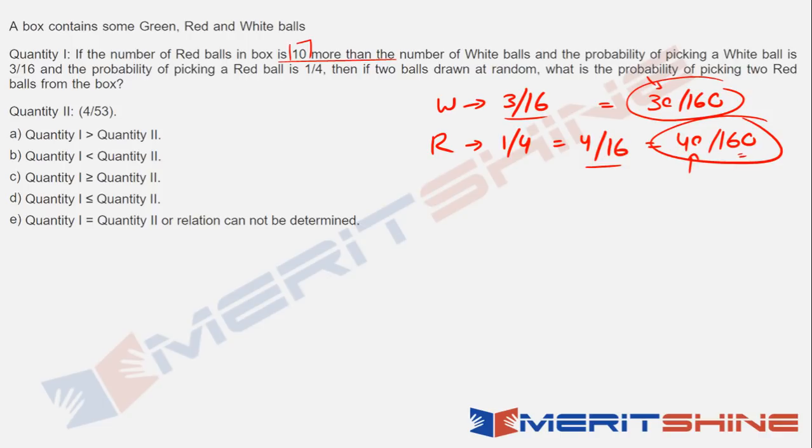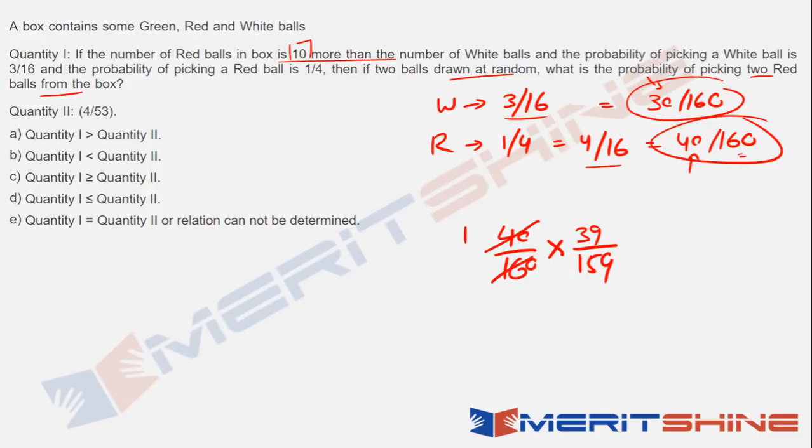We know this immediately. What do you have to do now? It says 2 balls are drawn at random, what is the probability of picking 2 red balls from the box? It's simple. There are 160 balls in the box. The probability of picking the first red ball is 40 upon 160. Once 1 red ball is picked, for the next red ball, how many red are there then? 39. So 39 upon 159. So this is the value.